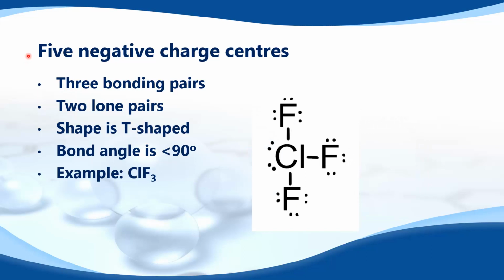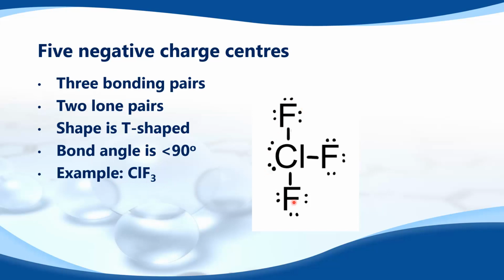So next, 5 negative charge centers, 3 bonding pairs of electrons, 2 lone pairs of electrons. The shape is T-shaped. The bond angle is less than 90 degrees, and the example we have here is ClF3.